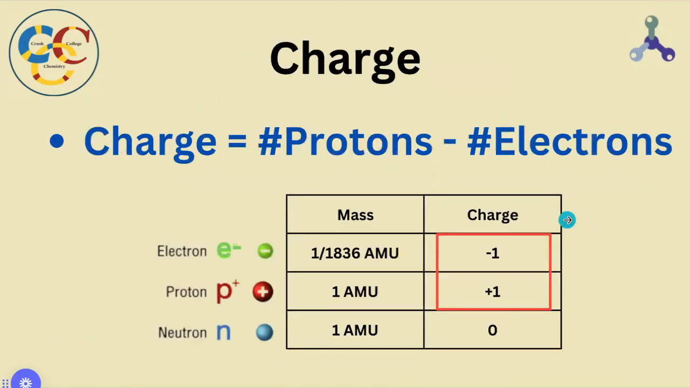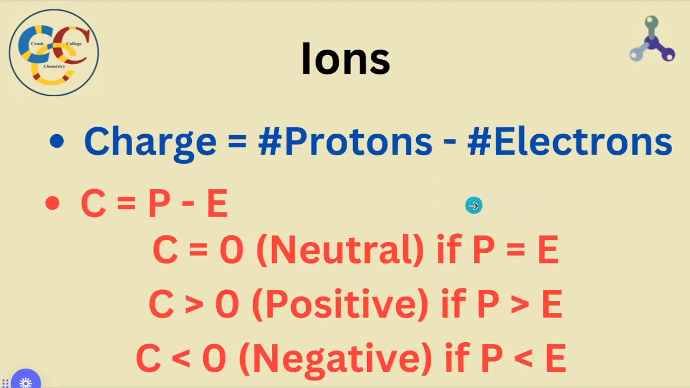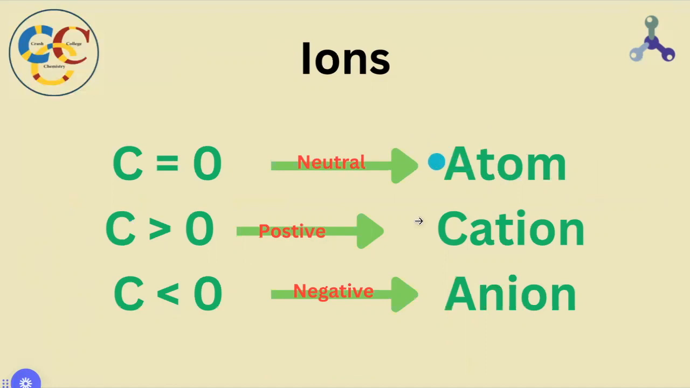Charge, on the other hand, is the number of protons minus the number of electrons. It works out this way because their individual charges are equal and opposite, +1 and -1 respectively. An ion is an atom or molecule with a charge, and this occurs when the substance has an uneven number of protons and electrons because P minus E does not equal 0. Likewise, if our ion is positively charged, it's a cation. If it's negatively charged, it's an anion.